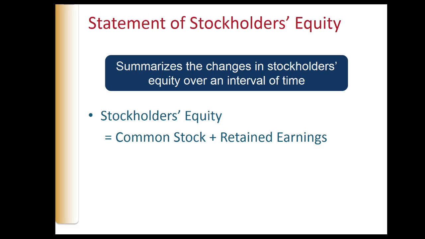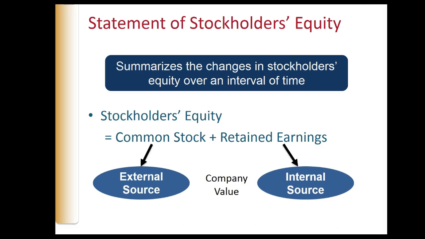The stockholders' equity section helps us see the beginning of stockholders' equity plus the changes that happened during the period and the ending balance of stockholders' equity. As you remember, the stockholders' equity section comprises the common stock along with the retained earnings. Now, common stock is coming from external sources, from stockholders that have invested in the company. The retained earnings portion come from internal sources, such as net income from prior periods, minus any dividends that have been paid out. This combination of common stock and retained earnings are considered the company's value.